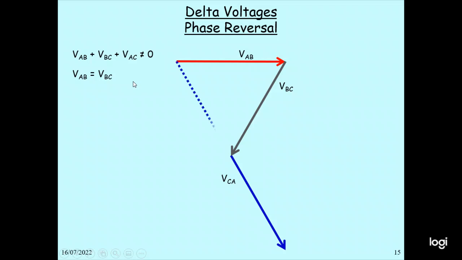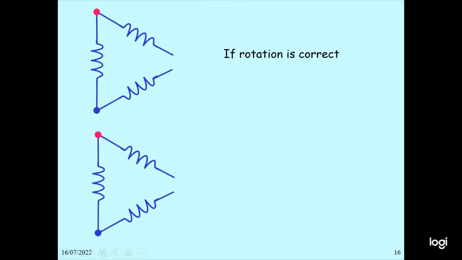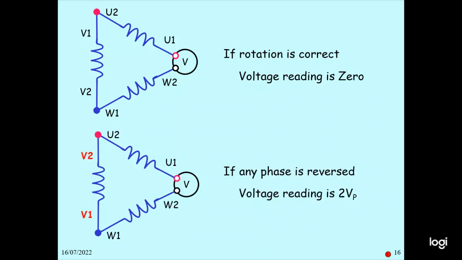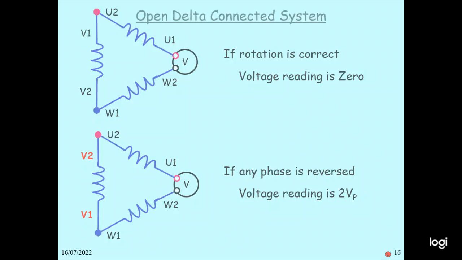VAB equal to VBC, and VCA equal to 2 times VAB. So if the rotation is correct, the voltage reading is 0. If any phase is reversed, the voltage reading is 2 V phase. So this is the way we get it.